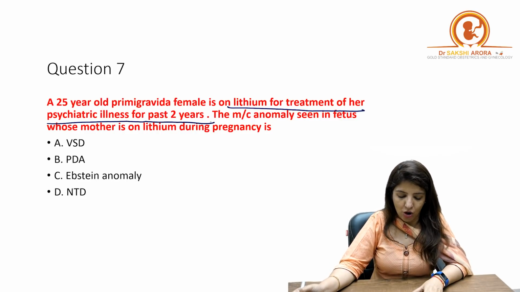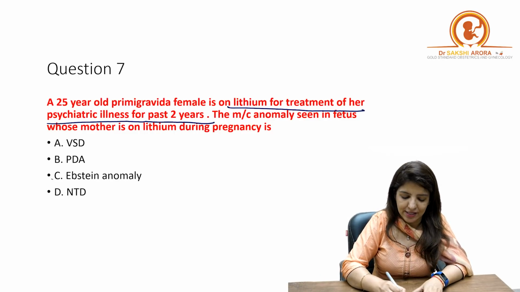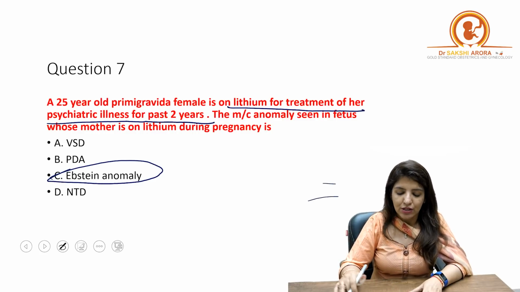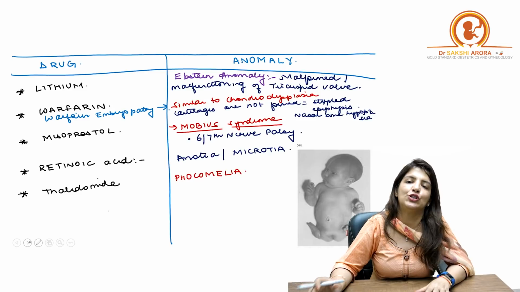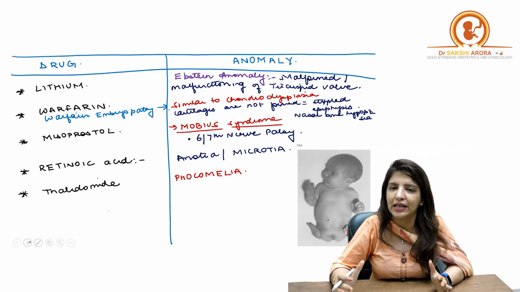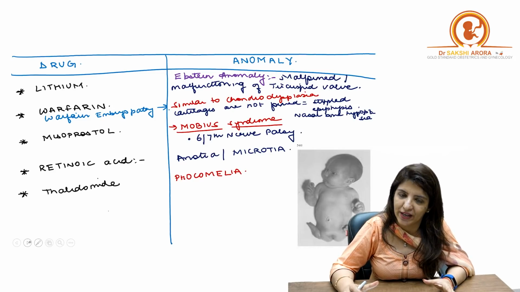The most common anomaly seen in the fetus whose mother is on lithium during pregnancy, and I know all of you know the answer, is Ebstein anomaly. So with this question, I want all of you to make a list of the drugs and what anomalies they can lead to if these drugs are consumed in the first trimester of pregnancy.